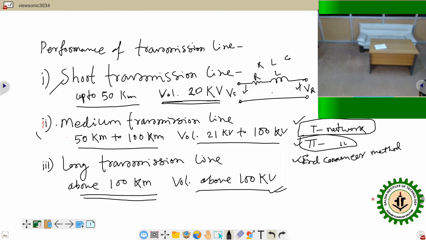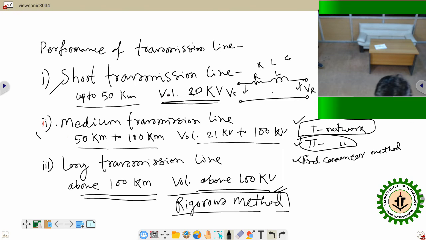By means of this, we can analyze the efficiency also. What is this? Rigorous method. This is the most practical method to calculate the transmission line. Okay. Most practical method. So here I will ask one question to you.